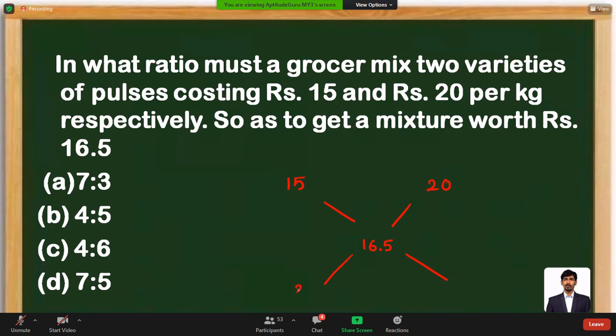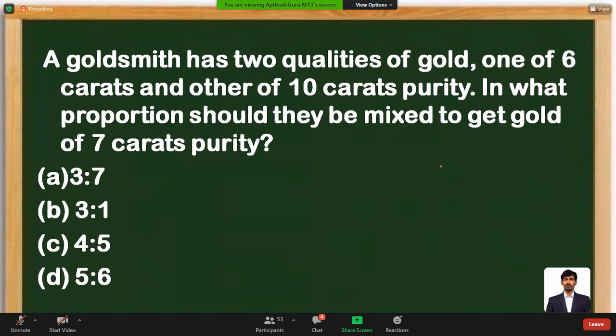It gives a result of 3.5. This gives a result of 1.5. What is the ratio of this? We can say 5 sevens are, 5 threes are. So 7:3 indicates the ratio of these two varieties mixed. 7 parts of this quantity and 3 parts of this quantity are mixed. Look at the next question available on the screen.